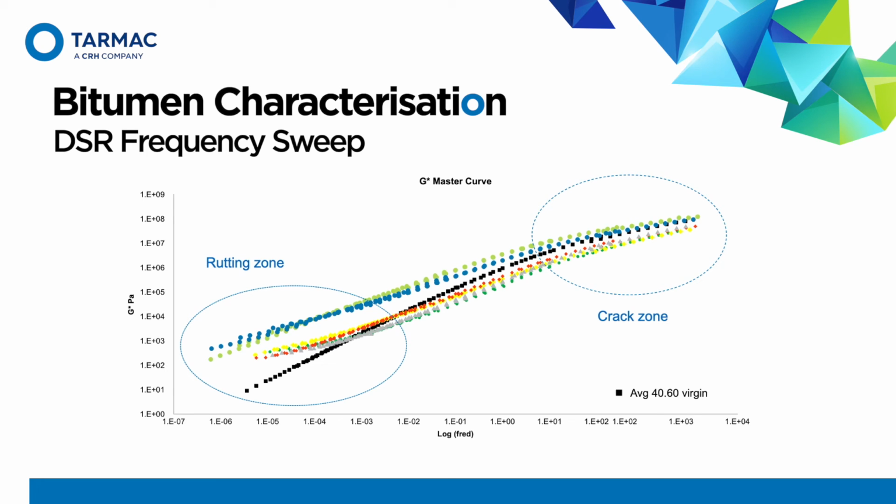On the other hand, in the cracking zone on the right-hand side, we actually want a lower stiffness because the material becomes very stiff, and as can be seen, most of the polymer modified bitumens have lower G star values than the average 40/60 or 50 pen. However, some of them are still in the same region or at the same level as the 50 pen.